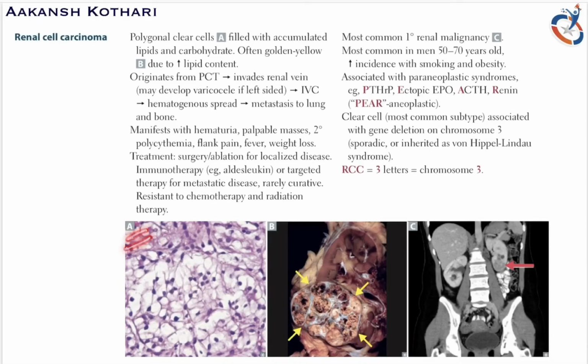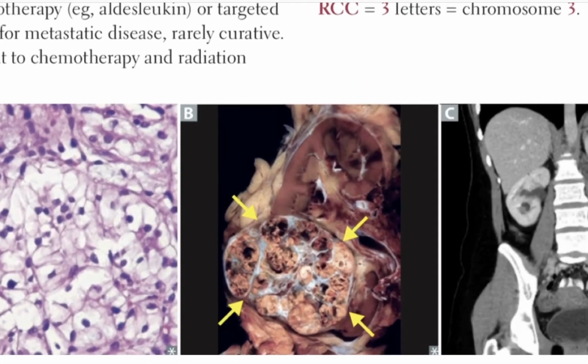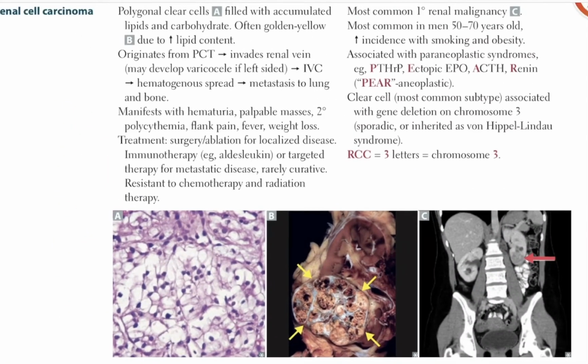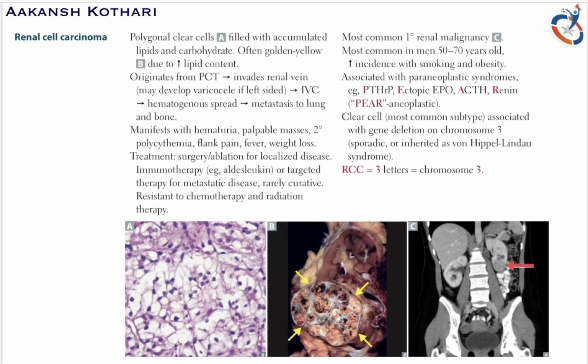In this image, there are clear cells with accumulation of lipids and carbohydrates. Now, it is often golden yellow due to increased lipid content, which is visible in this gross specimen of renal cell carcinoma. In the microscopic image, there are clear cells with lipid content. Is it clear? Now, from where does it originate?